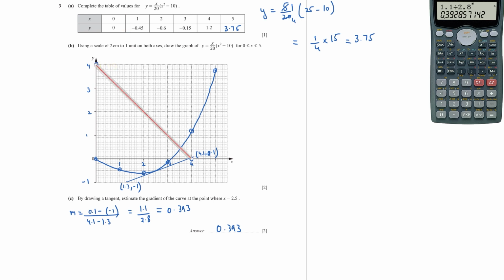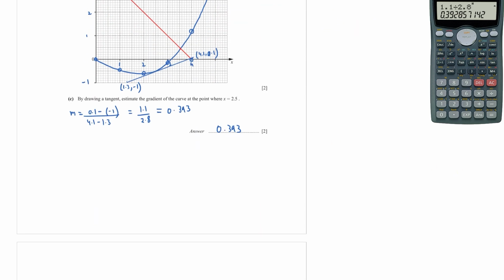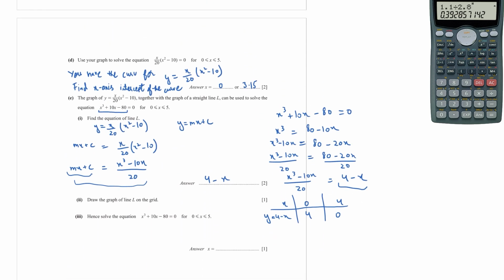So this will be your line L. Let me label this line L. And then the last part is, hence solve the equation x cubed minus 10x minus 80 equals 0.